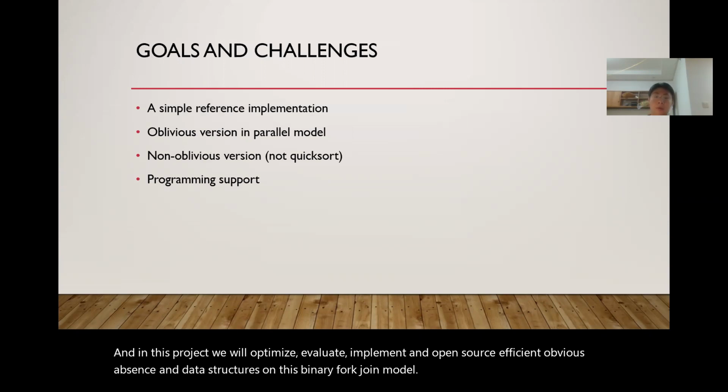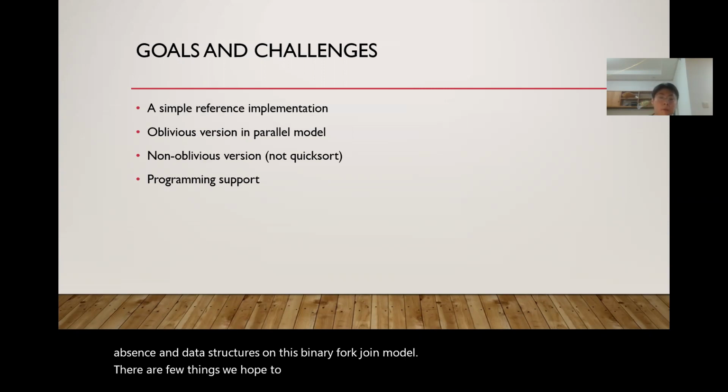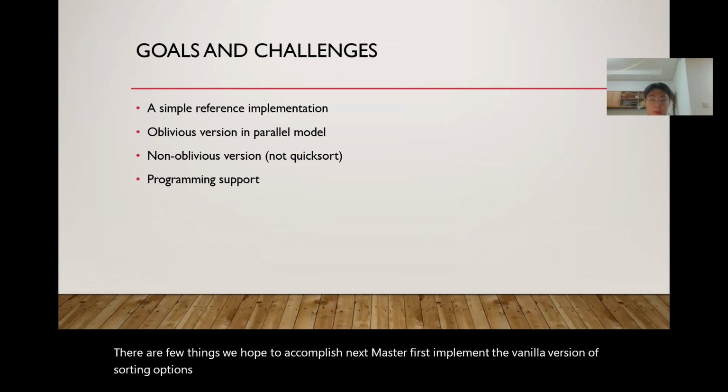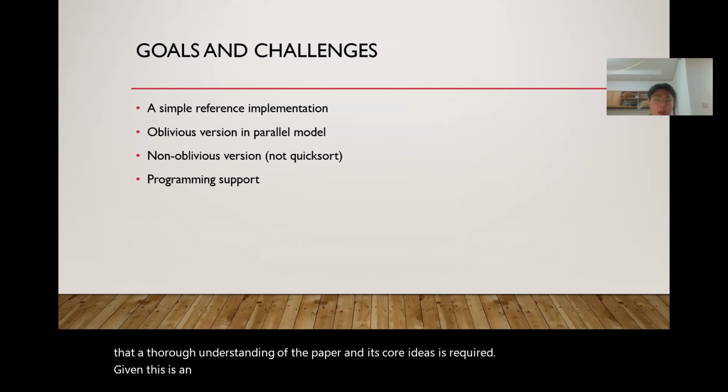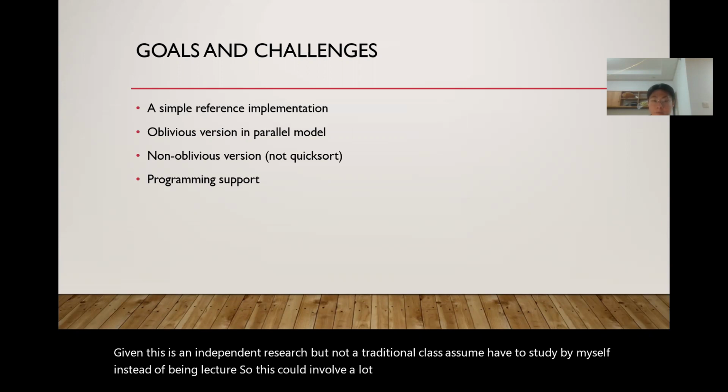There are a few things we hope to accomplish next semester. First, we want to implement the vanilla version of a sorting algorithm as a simple reference algorithm. The biggest challenge in this step is that a thorough understanding of the paper and its core ideas is required. Given this is an independent research project but not a traditional class, I assume I have to study by myself instead of being lectured. So this could involve a lot of reading and searching.